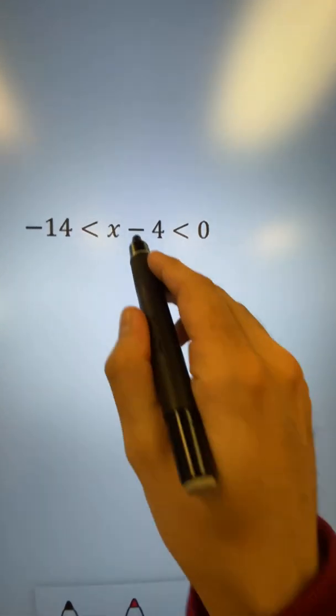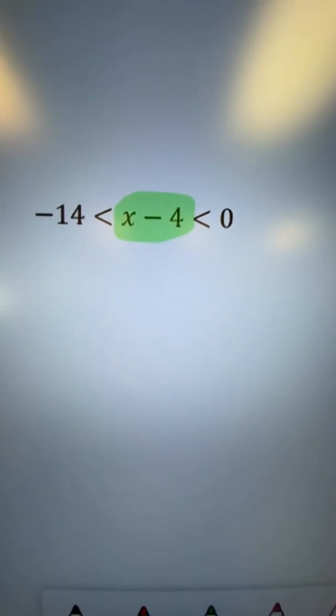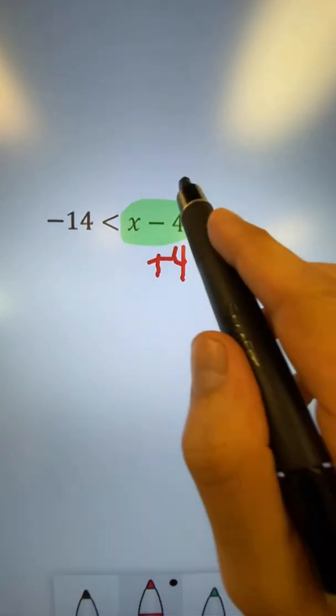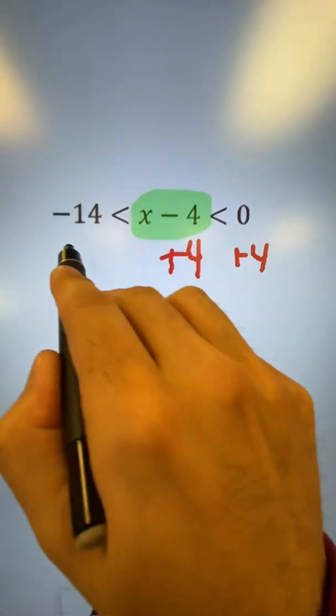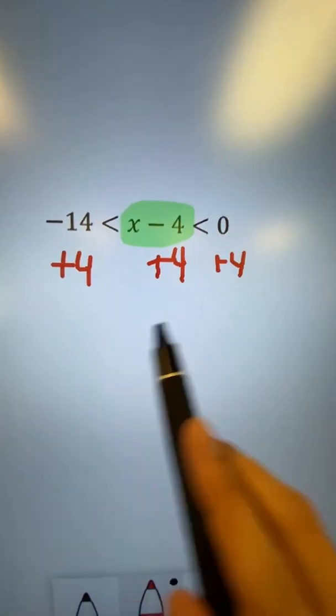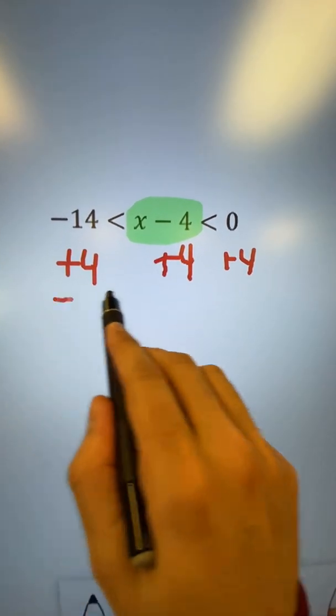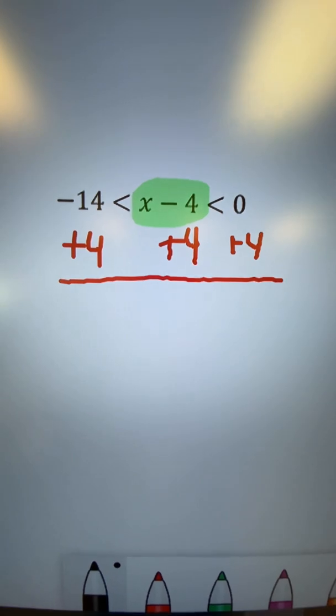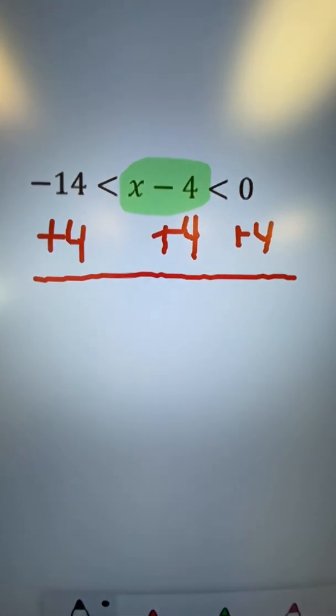We're trying to isolate x in the middle here, so I'm going to add 4. I'm going to add 4 to this side and to this side, because remember, it's two different inequalities you're solving at the same time, as I showed you before. If this looks confusing, you can split it up like I showed you in the beginning of this video and solve each one separately.